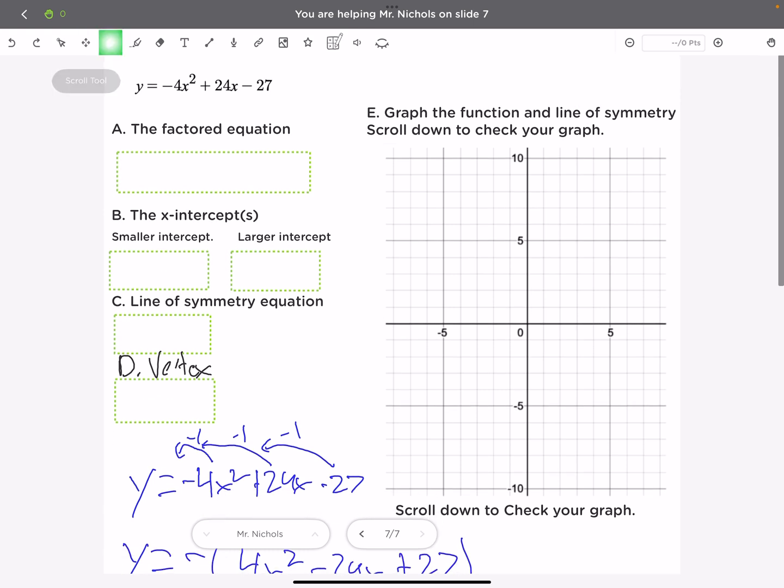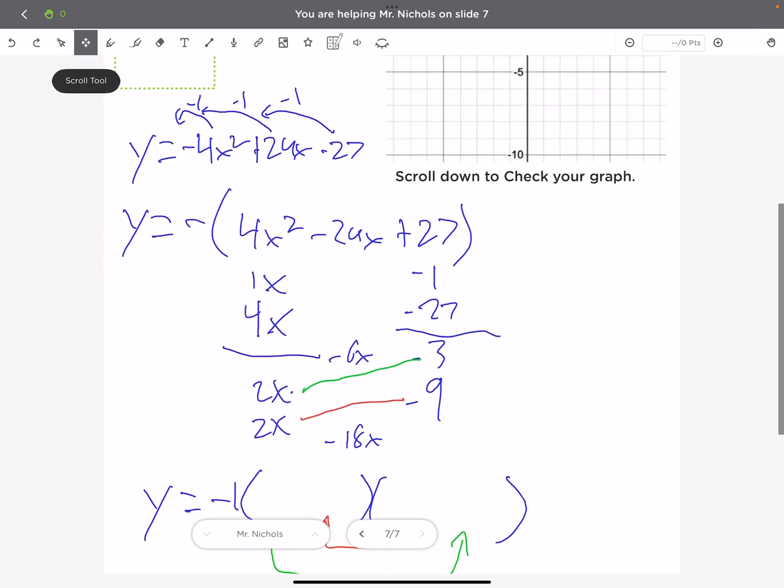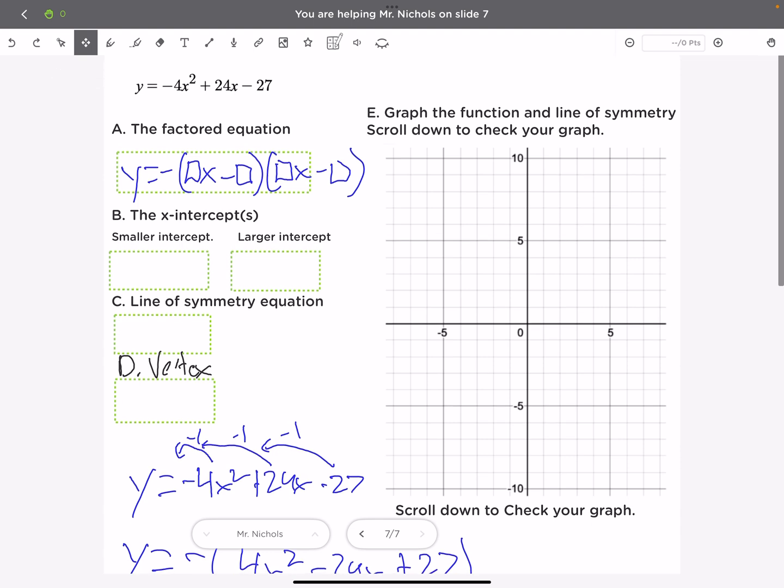It's going to come in the form of y equals minus, and it's going to be some value x minus something, and then some value x minus something. So it's going to look something like this, right, in your final form, right? And then from there, you would just solve the x-intercepts like normal. So it would just be like something.